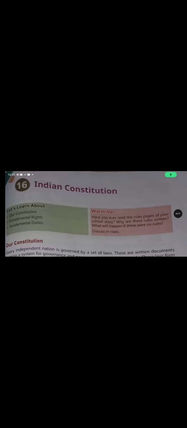So my dear students, today we're going to start chapter number 16, that is the Indian Constitution. Students, through this chapter we're going to learn about our Indian Constitution. Firstly, through this chapter we will learn about our constitution, fundamental rights and fundamental duties also. Okay, and here's the warm-up given for you.